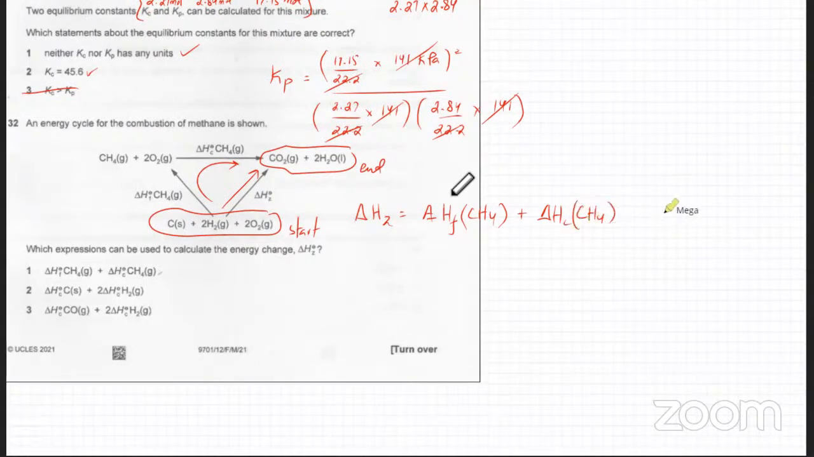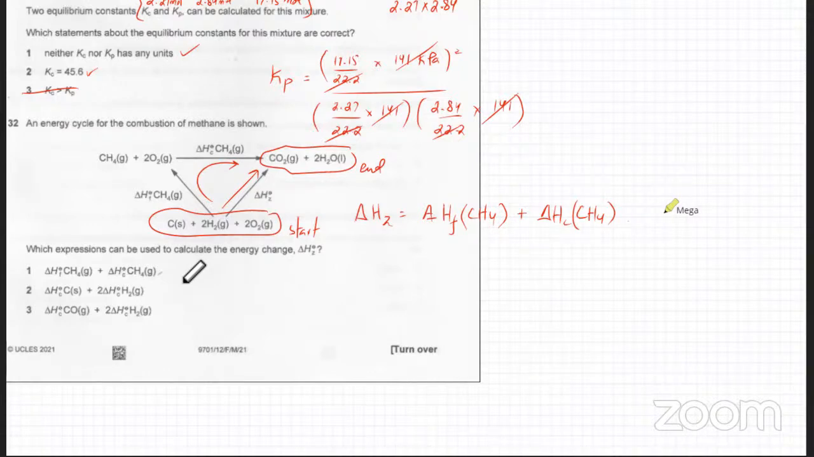Is this clear? Yes, sir. Okay, so do you have to multiply anything with 2? I don't think you have to, because delta Hc of CH4 is exactly the enthalpy of combustion of 1 mole of CH4. And this is exactly the enthalpy of formation of CH4, elements turning into 1 mole of CH4, so that is also 1 mole. So it's just 1 and 1, that's it. So only the first option looks to be correct.